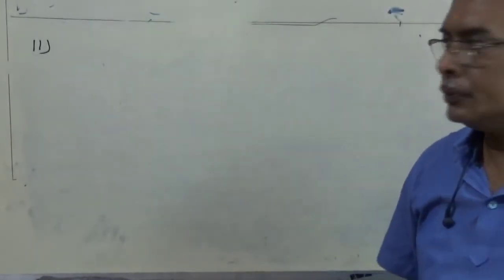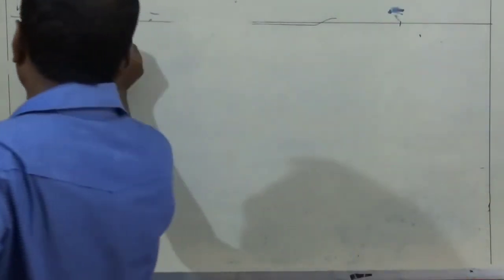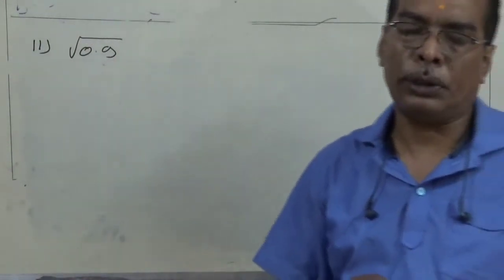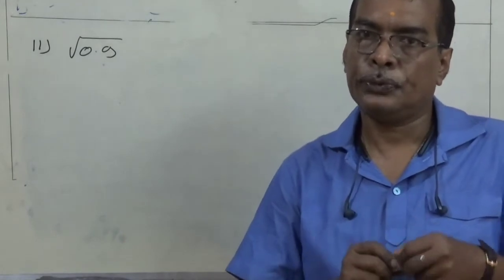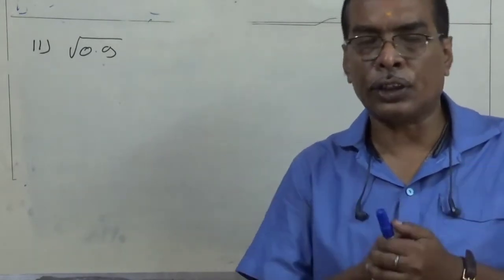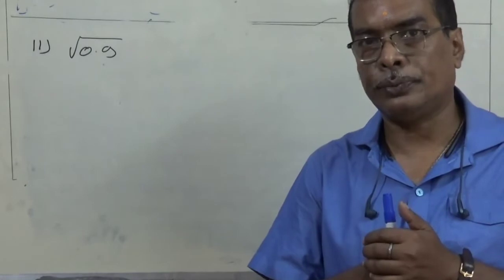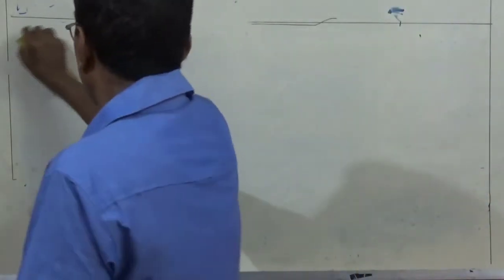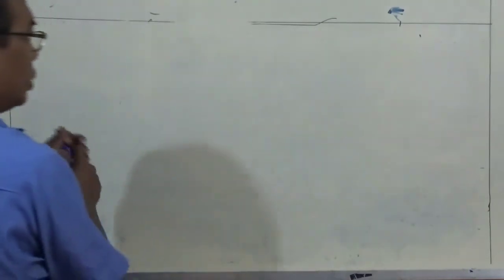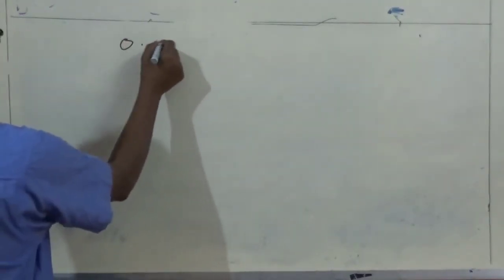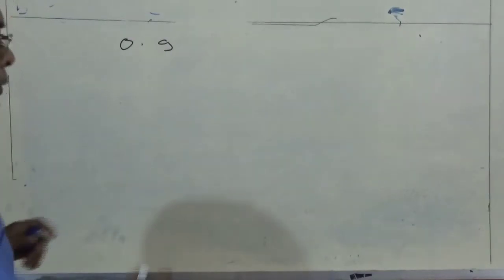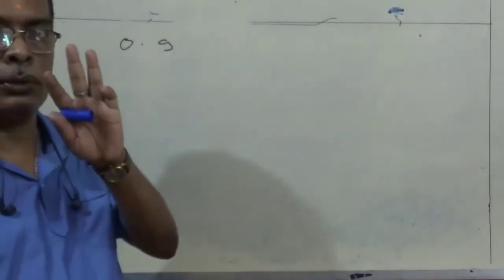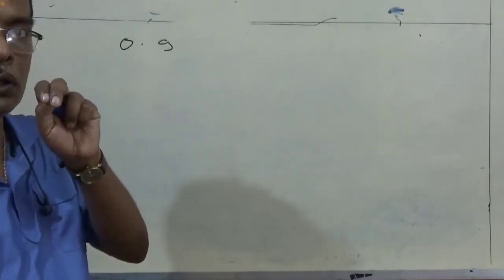Question number 11. They are asking you to find the square root of 0.9. No integer part is there. No problem. How will you find? Yes, here also they are asking you to go up to 2 place of decimals. How will you find? Look here. So write here 0.9. Now you have to go up to 3 places of decimals for 2 places of decimals.